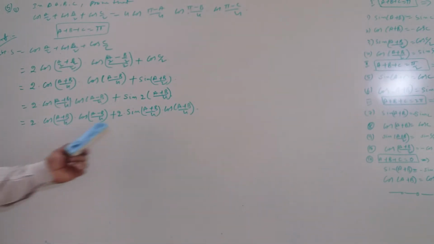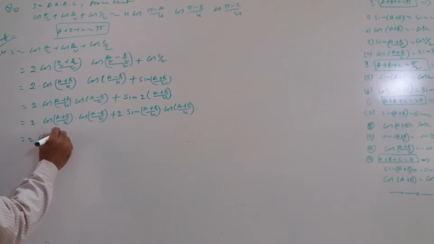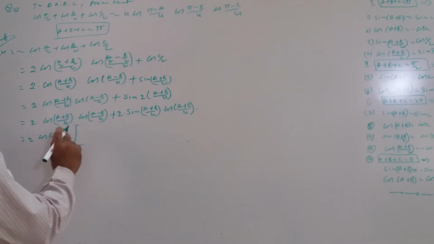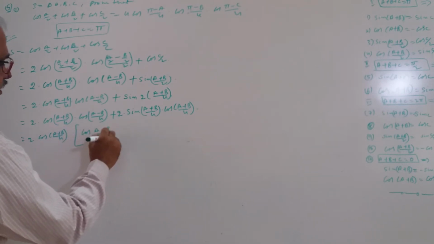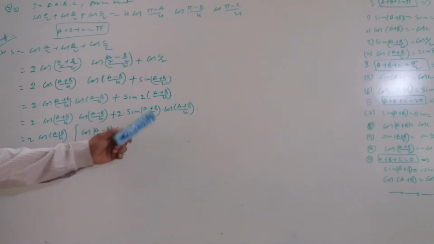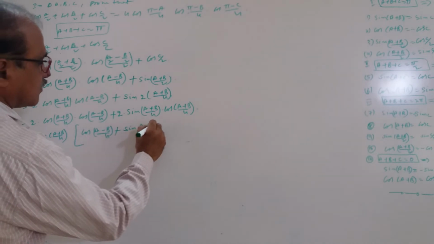Here cos of (A plus B) by 4 is common, and 2 is common. So we take 2 into cos of (A plus B) by 4 as common. The remaining part will be cos of (A minus B) by 4 plus sin of (A plus B) by 4.